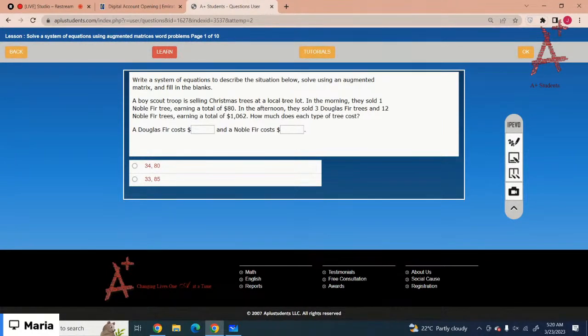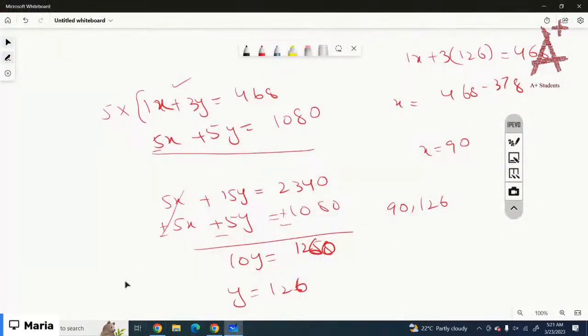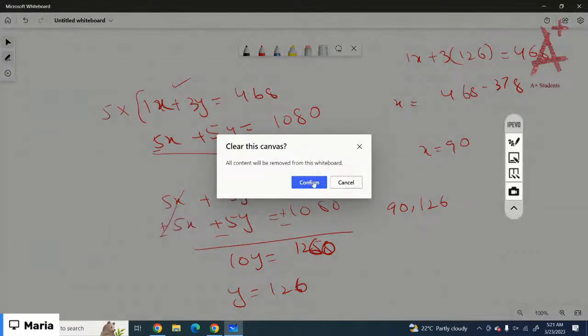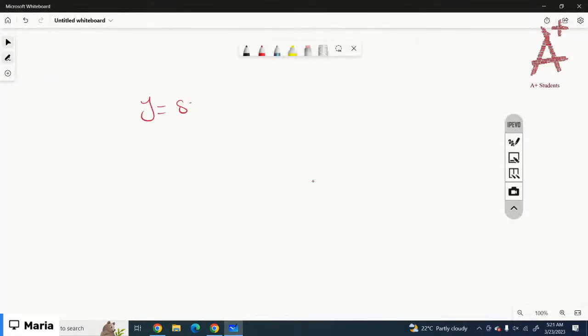A boy scout troop is selling Christmas trees at a local tree lot. In the morning, they sold one noble fir tree, earning a total of $80. In the afternoon, they sold 3 Douglas fir trees and 12 noble fir trees, earning a total of 1,062. How much does each type of tree cost? So we have to write down the equation. The first one is they sold one noble fir tree earning a total of $80. So the equation would be y equals 80x.